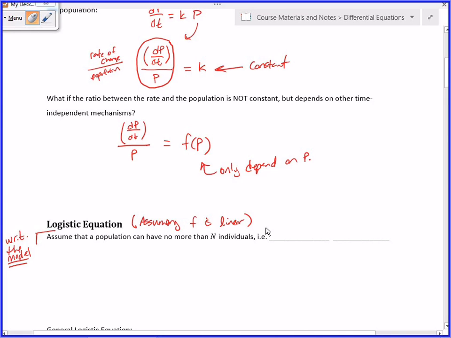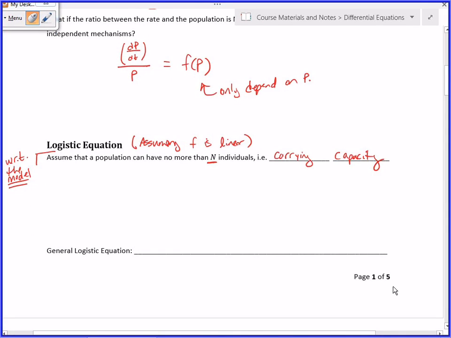So we're going to assume that the population has something called a carrying capacity. Here's the idea. When your population is nowhere near n, you will have a Malthusian model. That is, it's proportional to your population. But as you get close to n, your rate of growth should slow down. The further away you are, you should grow faster. But at the same time, the larger your population is, you should grow faster.